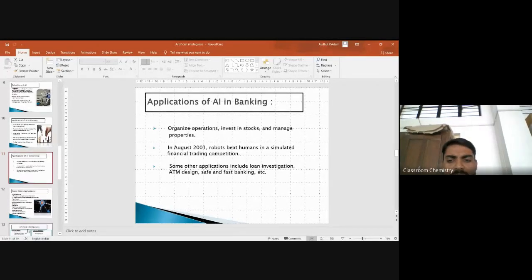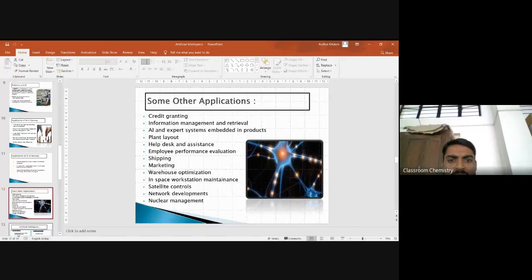Some other applications include loan investigation, ATM design, safe and fast banking, etc. Some other applications: credit granting, information management and retrieval, artificial intelligence and expert systems embedded in products, plan layout, help desk and assistance, employee performance evaluation, shipping, marketing, warehouse optimization, in-space workstation maintenance, satellite controls, network developments, nuclear management.